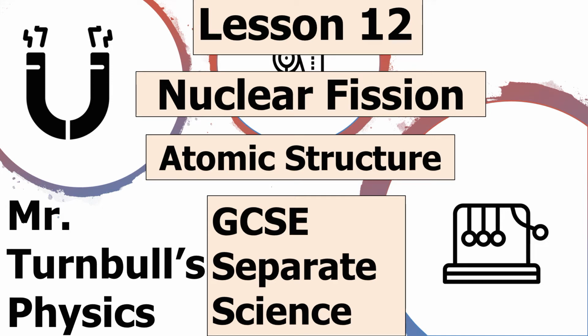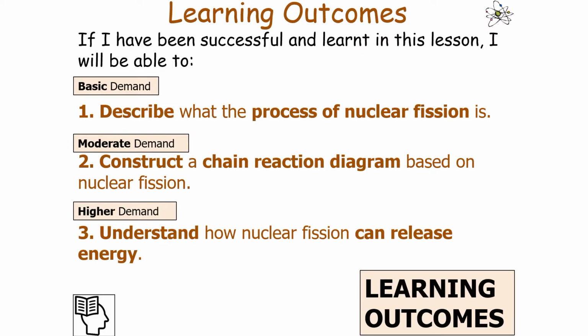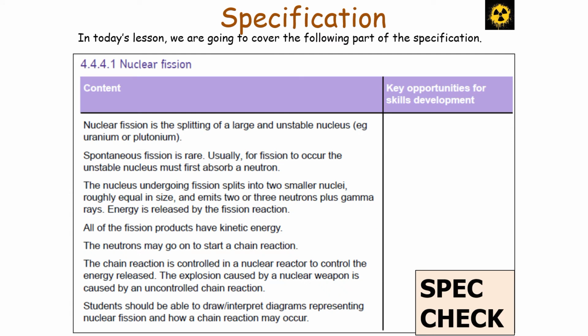Hello and welcome to today's lesson on nuclear fission, which is part of the atomic structure topic in GCSE Separate Science Physics. So in today's lesson we're going to look at understanding the process of nuclear fission. If we've been successful in today's lesson, we should be able to describe what the process of nuclear fission is, construct a chain reaction diagram based on nuclear fission, and understand how nuclear fission can release energy, which links to the following part of the GCSE Separate Science Physics specification: 4.4.4.1 nuclear fission, which is separate science only content.